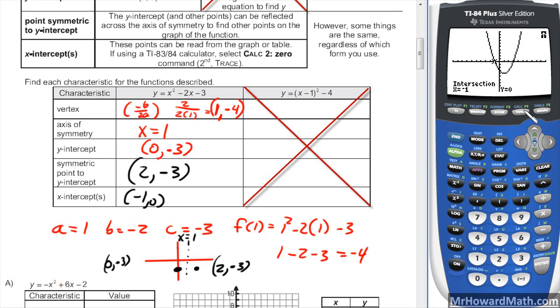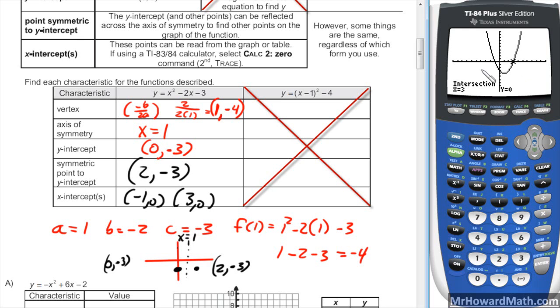I'll do the same thing again: second trace, option 5. Hit enter twice for the first curve and second curve. For the guess, it looks like it's at about 3 right here, so I'm going to just type 3, hit enter, and in fact it is. So 3, 0. That was the preferred method.